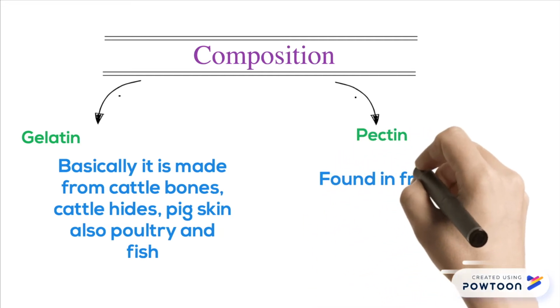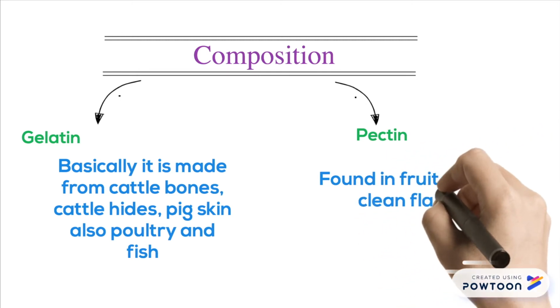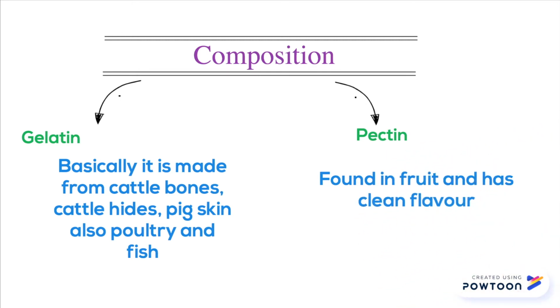Pectin. Pectin is generally a carbohydrate that is found naturally in fruit and it has a clean flavor. Pectin will thicken, and in the presence of acid and a high amount of sugar, it will gel.